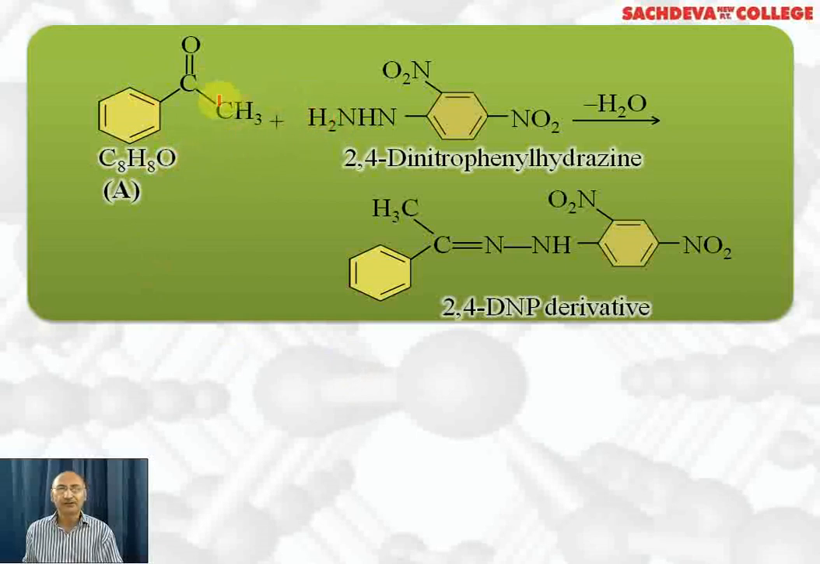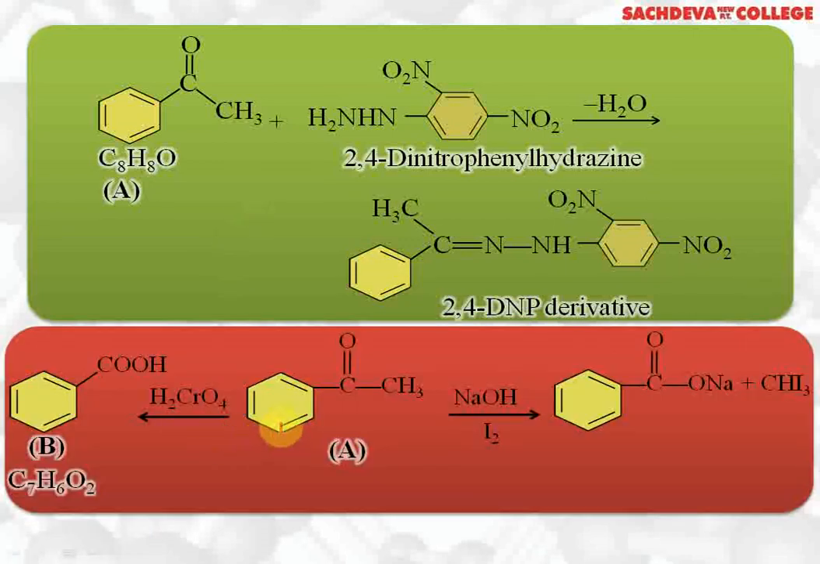This reacts with 2,4-DNP, oxygen from here, hydrogen from here, results in the formation of an orange precipitate, that is 2,4-dinitrophenylhydrazone of acetophenone. Another reaction, acetophenone, when it reacts with chromic acid, results in the formation of benzoic acid. With iodine and NaOH, it results in the formation of sodium benzoate and a yellow precipitate of iodoform.